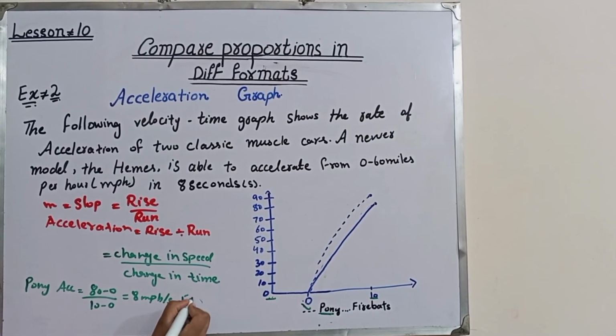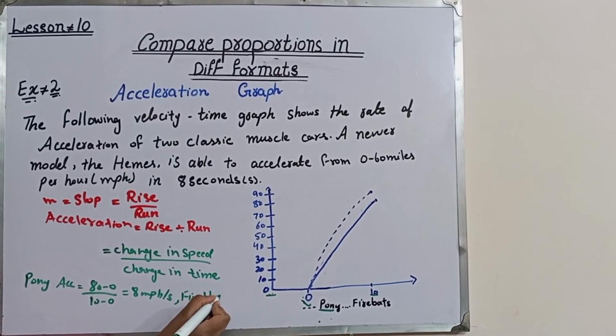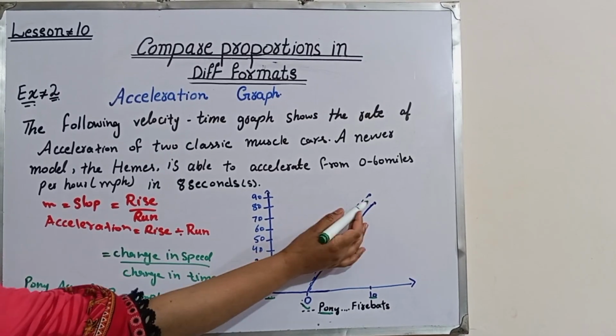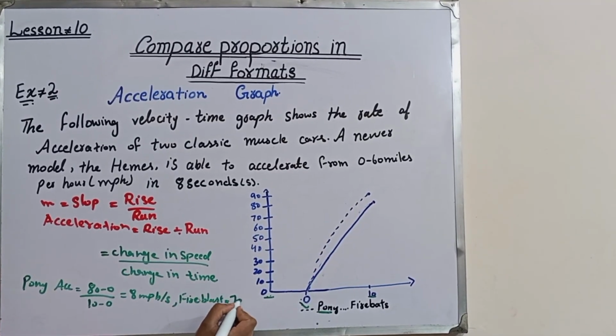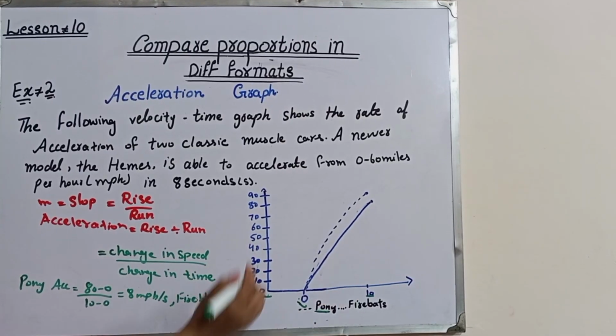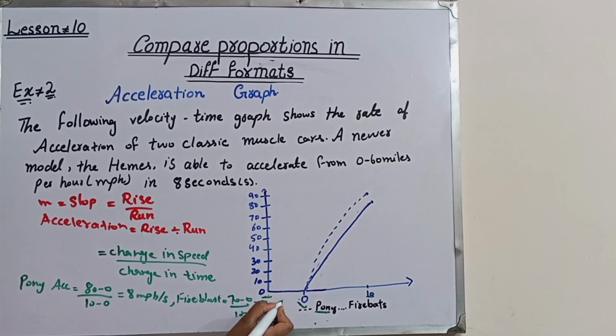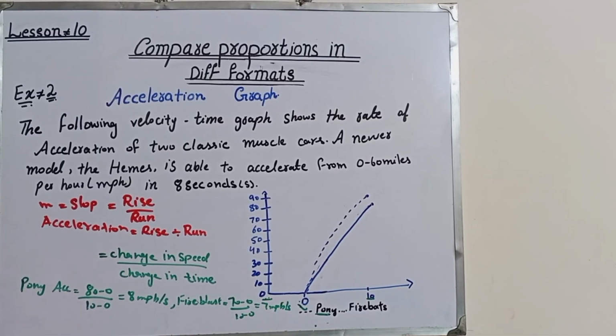Now the Fireblast is equal to 0 to 70. So 70 minus 0 over 10 minus 0 seconds is equal to 7 mph per second.